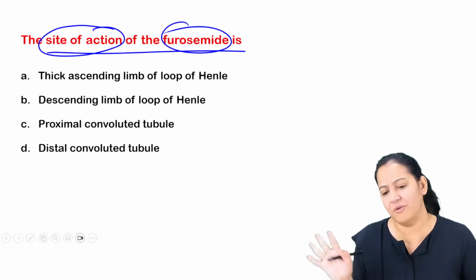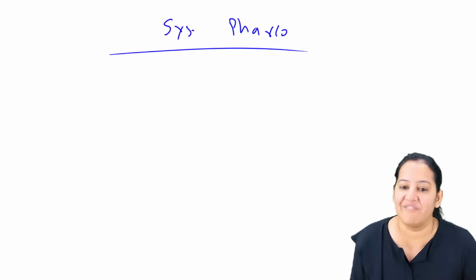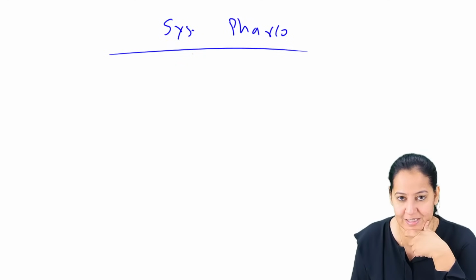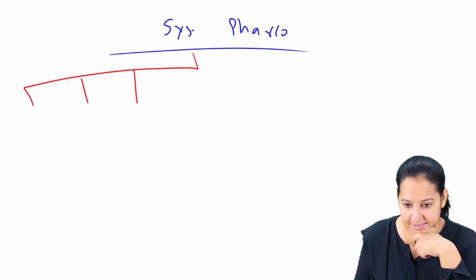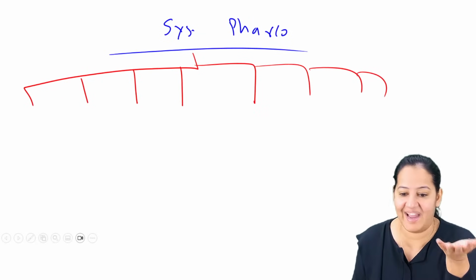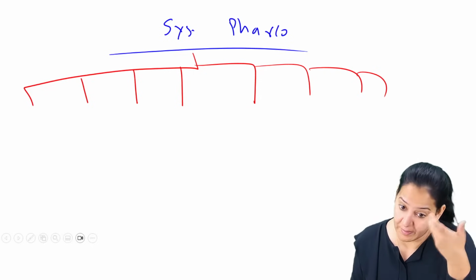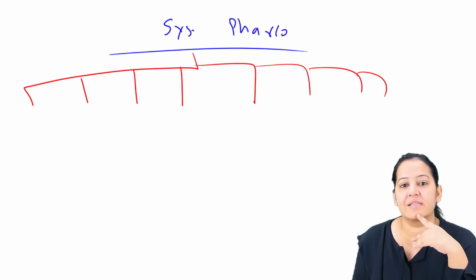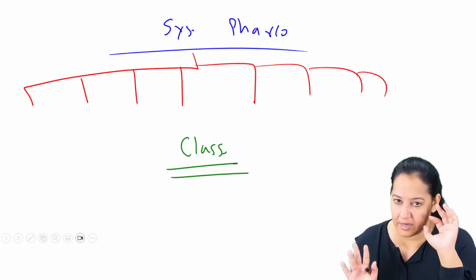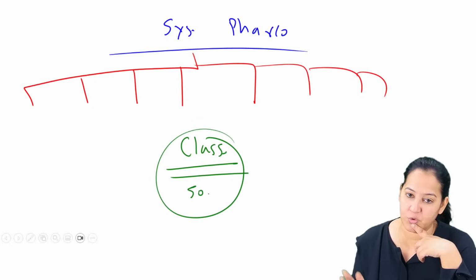Before starting systemic pharmacology, let me give you some advice. In systemic pharmacology, you have 10 to 12 systems: CVS, CNS, renal system, ANS, PNS, blood, GIT. You have various systems. I will not be able to cover all the systems here, but we will take those which are frequently asked in competitive exams. My first advice: learn the classification of all the drugs, at least all the important drugs. There are nearly 50 important classifications. I advise you to read them at least once.